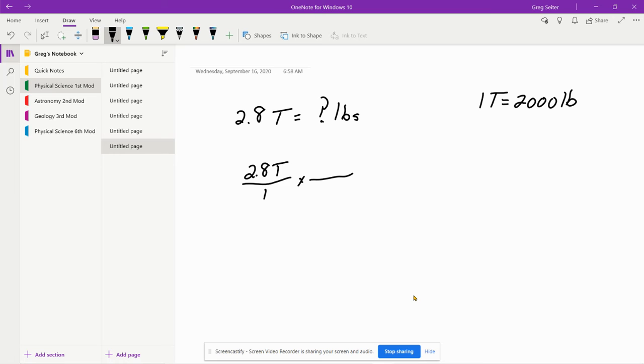And again, we're going to plug this in. Remember, again, what's on top goes on bottom. So 1 ton, 2,000 pounds. Okay. Cancel units. And you should be able to know what to do from here. All right. Next one.